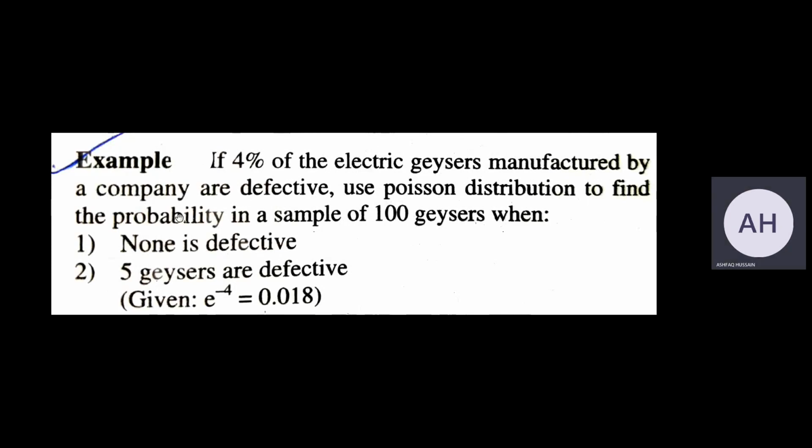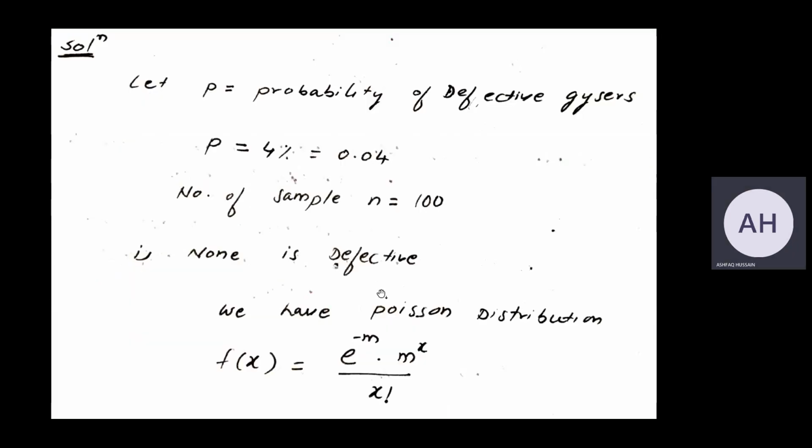If you read the question properly, here it is asking to use a Poisson distribution based on the defective rate. It says that out of 100, 4% of the electric geysers are defective. So the question is, what is the probability when none is defective or when 5 geysers are defective? We have a simple solution.